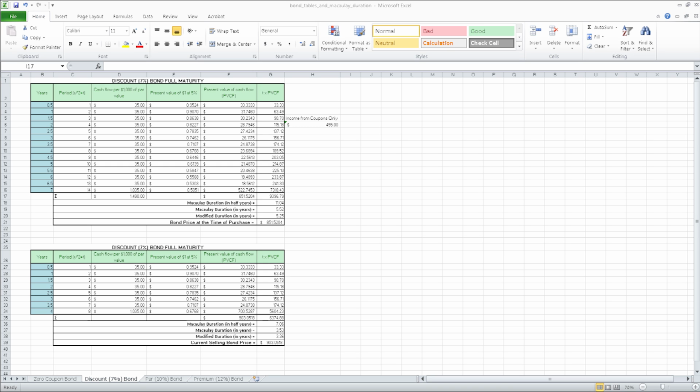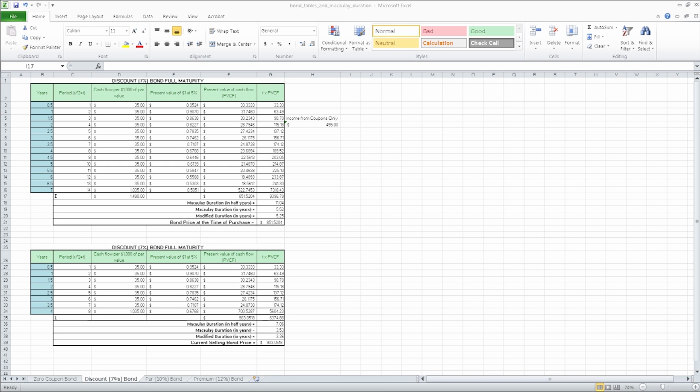Time times the present value cash flows is actually nothing. Don't even worry about this table. This column is here because we're trying to calculate the Macaulay duration, and that is how long does it take for you to receive your investment back. So if you invest, for example, it's $1,000 you get at the end of the period. You paid 505 at t equals 0.